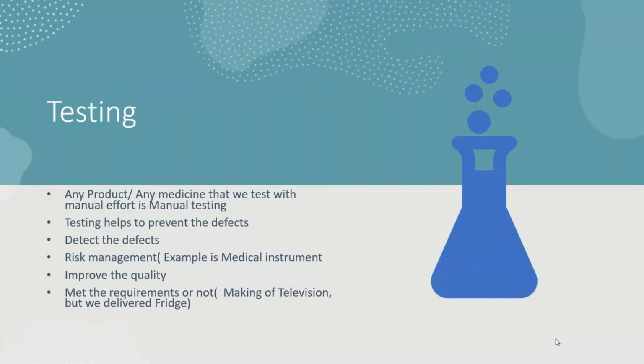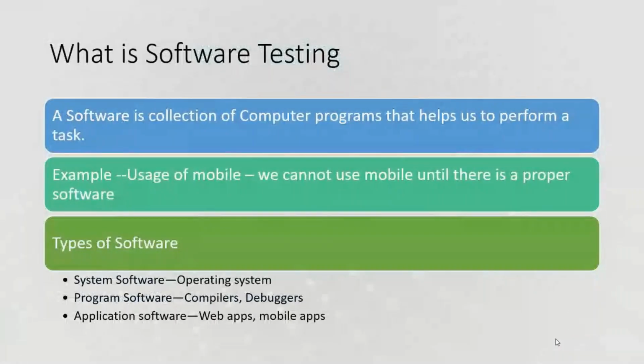Whereas when you come to software testing, as you are going into the software industry, you have to understand what is software testing, right? So before learning what software testing is, you have to understand the concept of what is a software. A software is nothing but a collection of computer programs that helps us to perform a task.